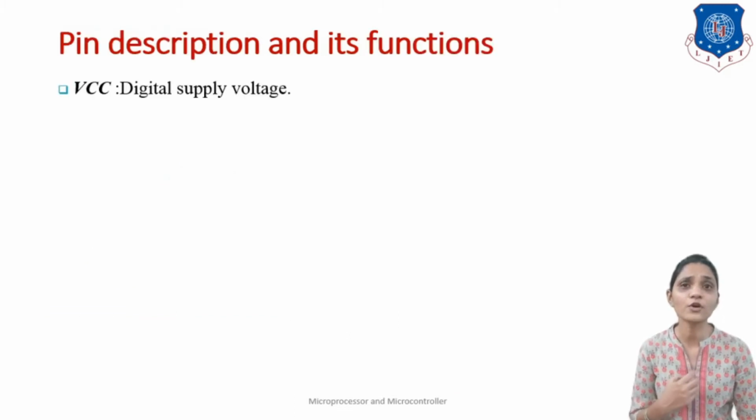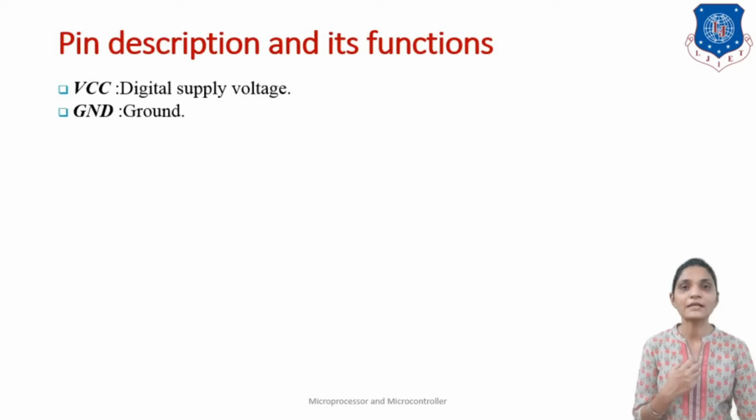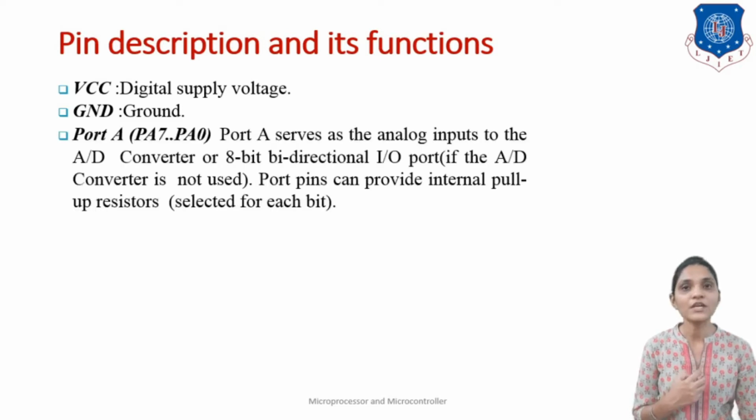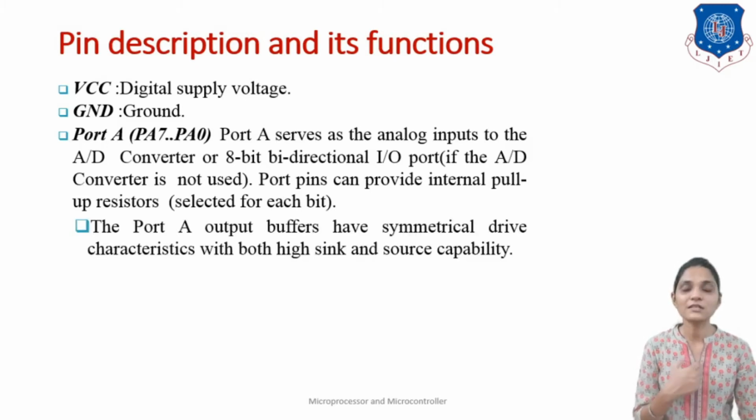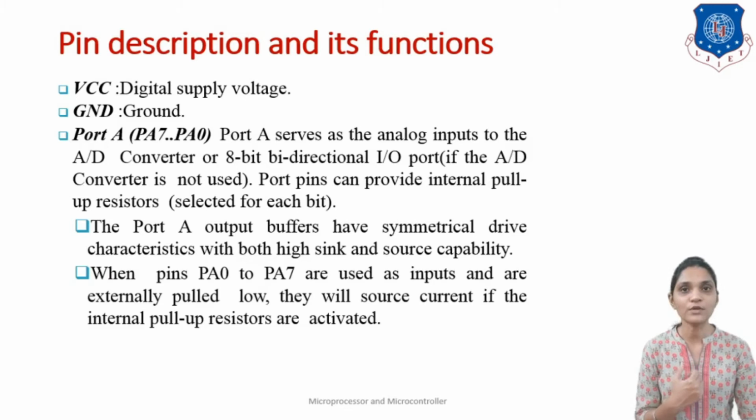Here VCC is the digital supply voltage, and ground is for ground. So we provide the voltage between VCC and ground. Then we have port A. This port A serves as the analog input to the A to D converter or as an 8-bit bidirectional IO port. So the dual functionality is the A to D converter or the 8-bit bidirectional port, and the port pins can provide an internal pull-up resistor, for considering it as an input or output. The port A output buffers have symmetrical drive characteristic with both high sink and source capability. So you can use it as an input as well as an output.